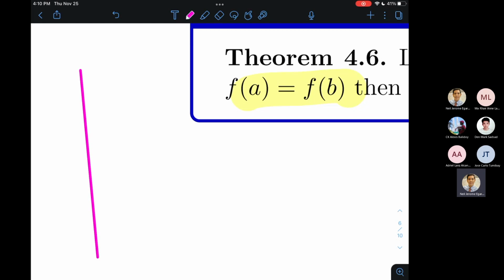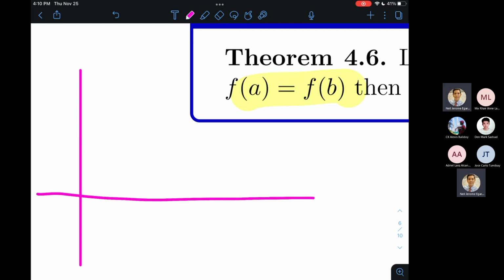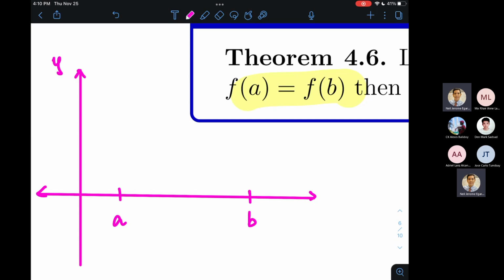So kuha tayo ng interval [a, b]. Tapos sabi raw dapat yung function natin ay continuous dun sa closed interval [a, b] tapos differentiable dun sa open. Tapos ang f(a) ay equal kay f(b). Alright? So equal sila, may common value sila. Sabihin natin common value nila ay si capital M. Alright? And then it should be smooth and continuous over the interval.